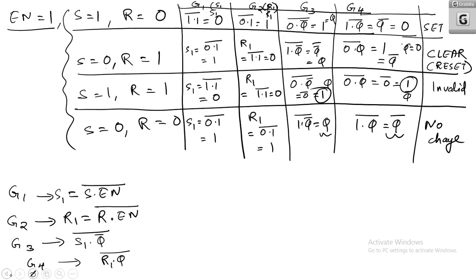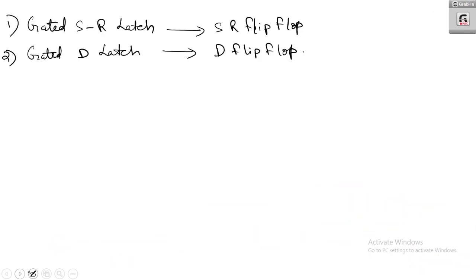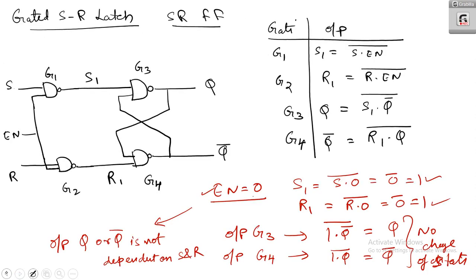Hope you have understood the formation of the gated SR latch. So the first part, the gated SR latch, is over. For the gated SR latch, along with the latch, you have this enable input. So you have 4 NAND gates: G1, G2, G3, G4. When enable is equal to 0, whatever is the value of S and R, you will get S1 and R1 equal to 1. That means the outputs of gate 3 and gate 4 will remain as Q and Q bar. That means there is no change of state, when enable is equal to 0.